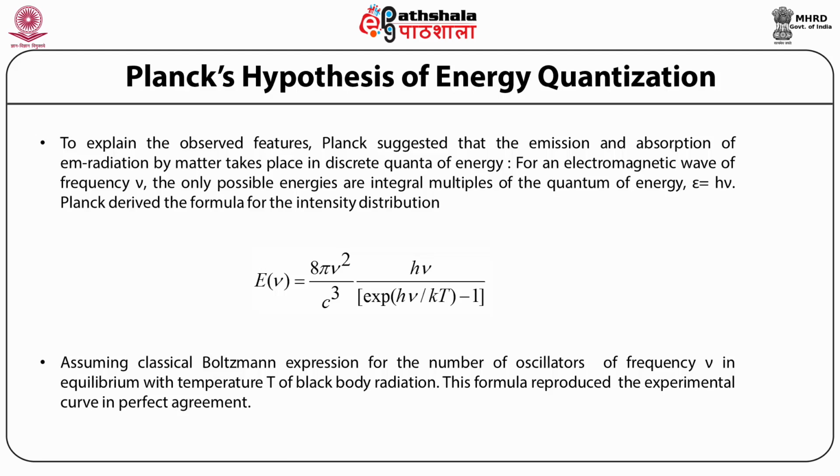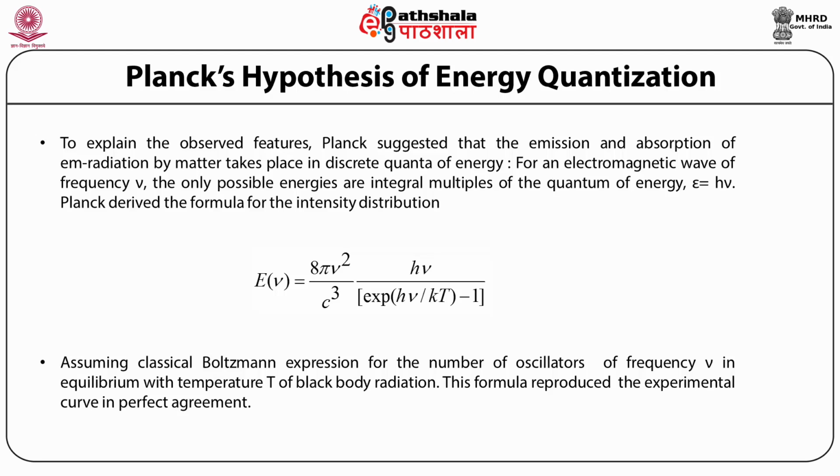So, if the frequency of the electromagnetic wave is mu, then the possible energies which can either be absorbed or emitted by matter are integral multiples of the quantum of energy, that is, epsilon is equal to h mu, where h mu is actually the electromagnetic oscillator energy.